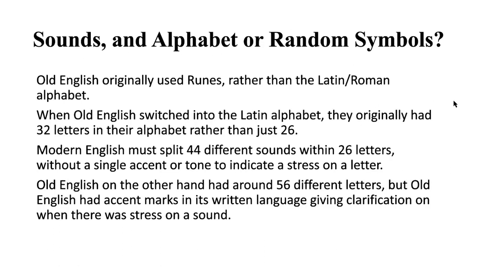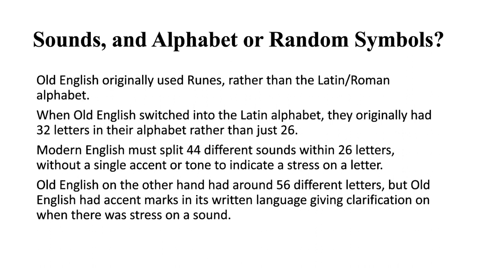Now, to start off with my first point, we can use sounds and alphabets, or random symbols. Old English originally used its runes, which is what you see now. So basically, those weird jagged lines that are used to symbolize what Vikings used to write. And then Old English switched into the Latin alphabet, also known as the Roman alphabet, whatever you want to call it, which is what English uses now.